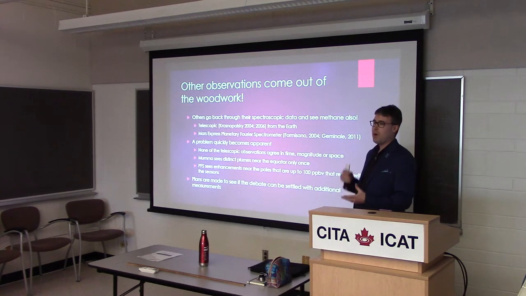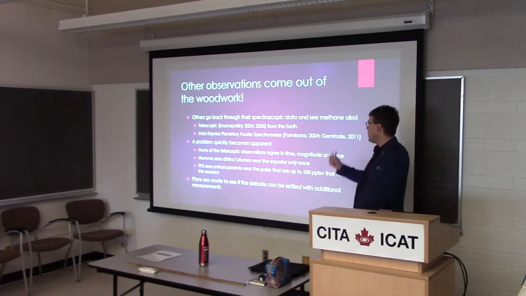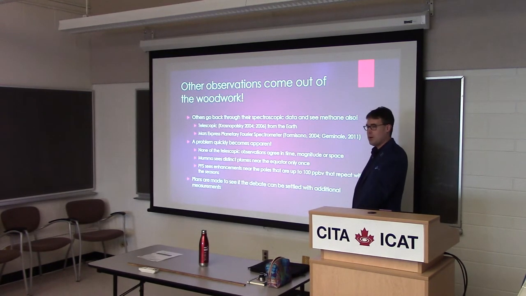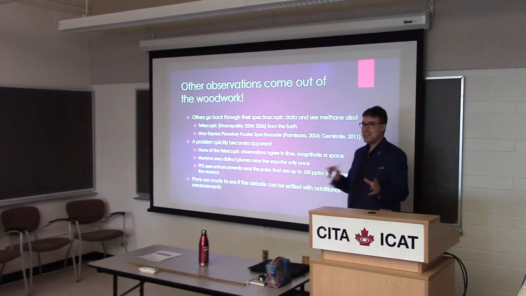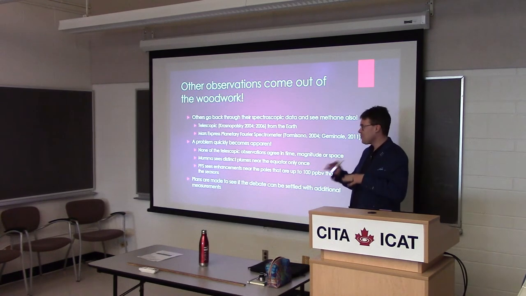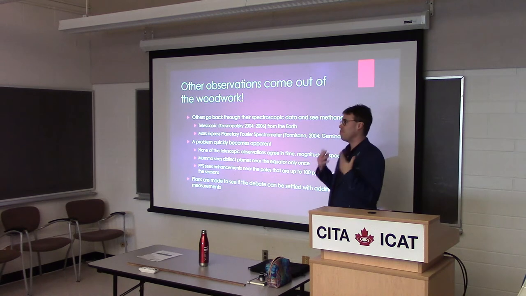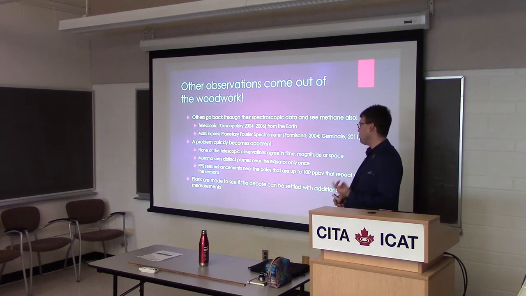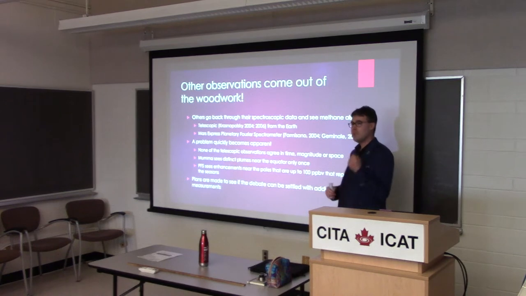But there's a problem with all of these new measurements that are bubbling up. And that is that none of these observations agree with each other in time, in magnitude, in space. Luckily, none of them overlap with one another. So they don't directly contradict each other, but it's hard to come up with a consistent theory of Mars that allows them all to be right. So Mumma, he sees his distinct plume near the equator. He sees it only once.